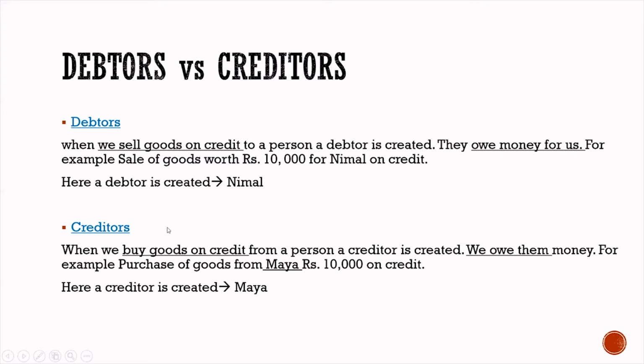For example, the purchase of goods from Maya worth 10,000. If the business is purchasing 10,000 worth of goods from Maya, right, then a creditor is created with the name of Maya.